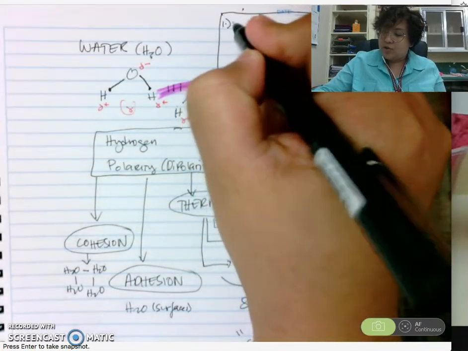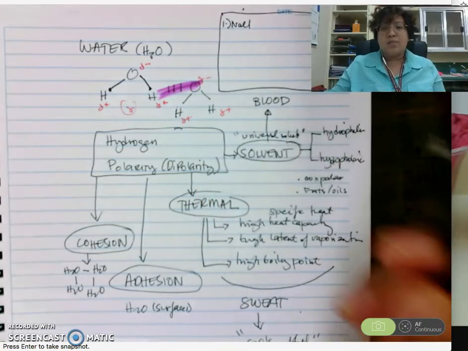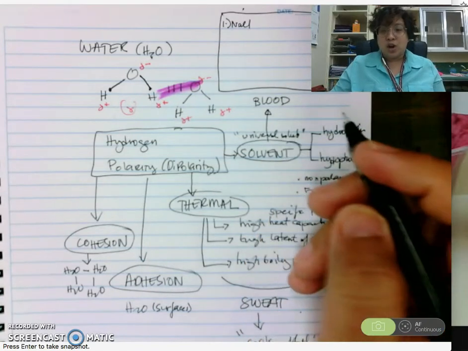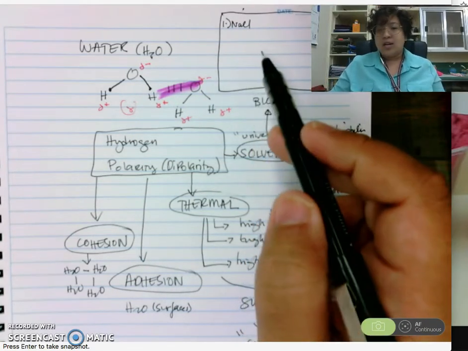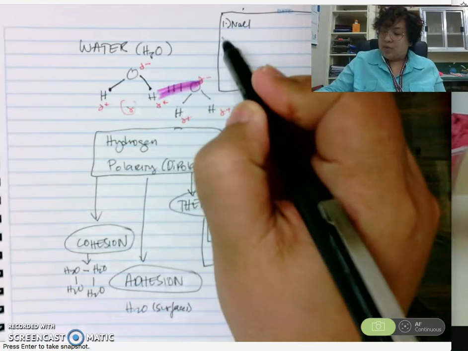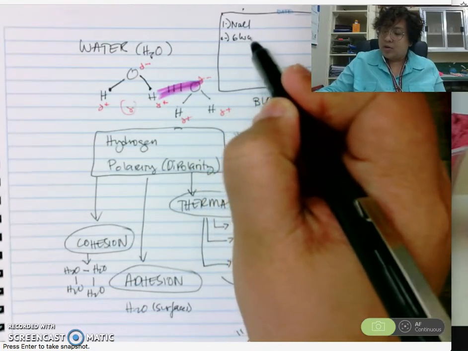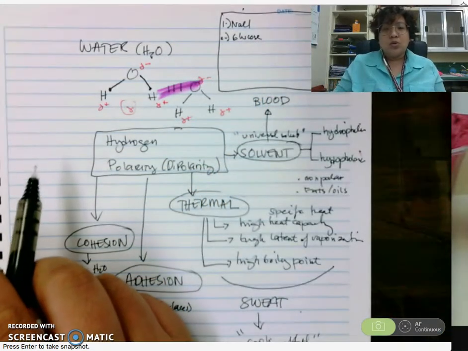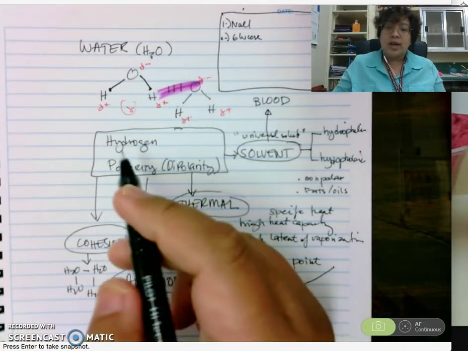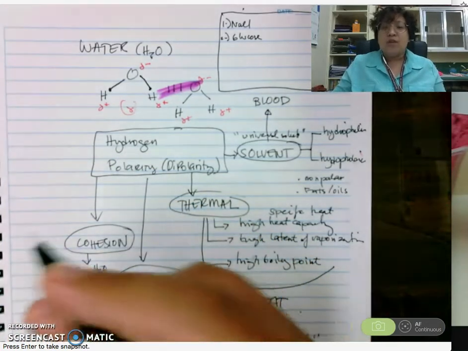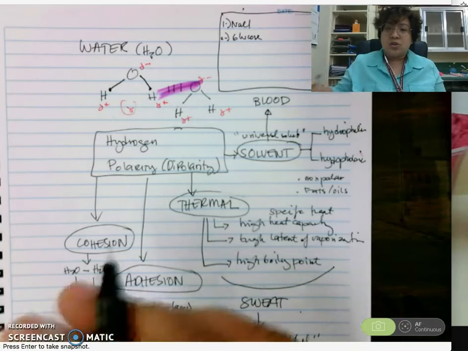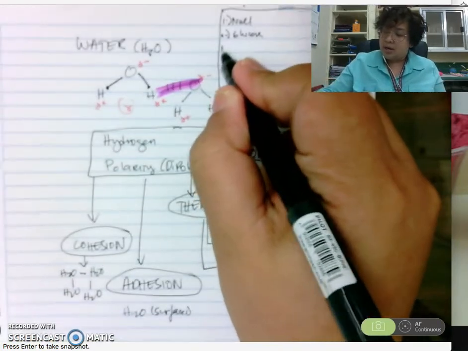So first of all, salt. So salt is a polar molecule. It's charged. Therefore, it can readily dissolve in water. Let's look at another one. Glucose. Glucose is also a polar molecule, and it can be readily dissolved and transported, circulated in the blood.